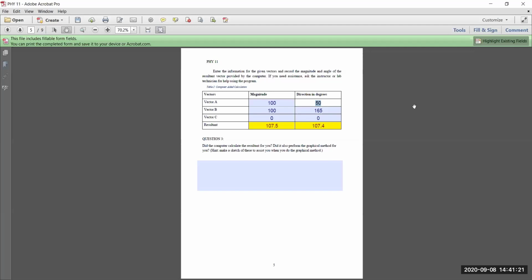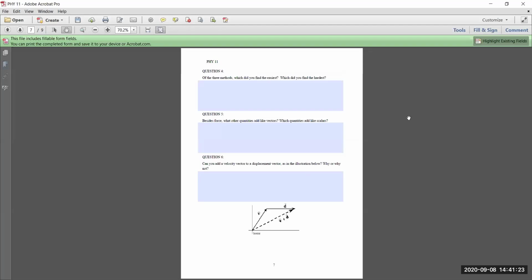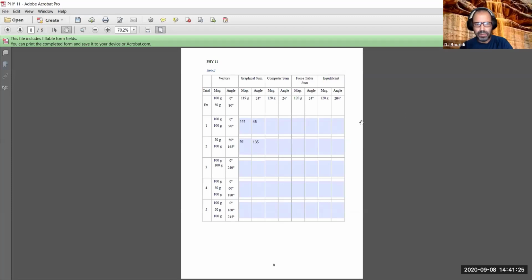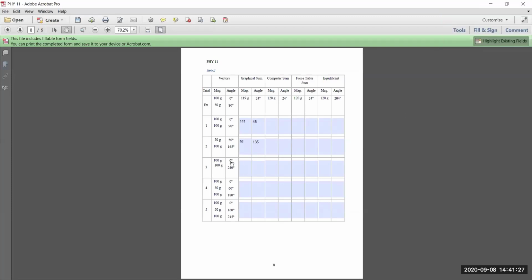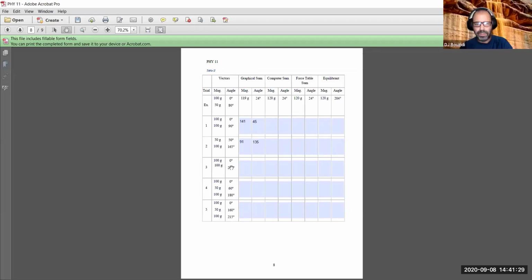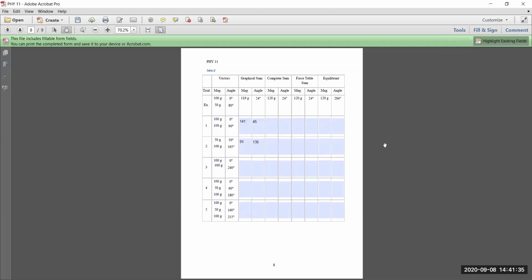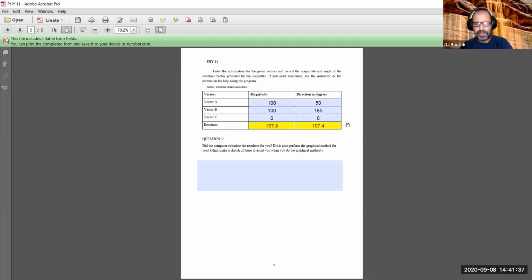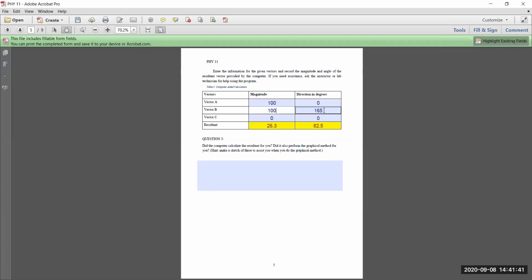Can you show it on your screen again? I'm sorry. Okay, here are the numbers. It was a 0. I'm sorry. Take a note of all of these things. So the second one is 100 and 0. So I put 0 in here. The second one is 100. And what's the angle? 100, and then the direction in degrees was 240.